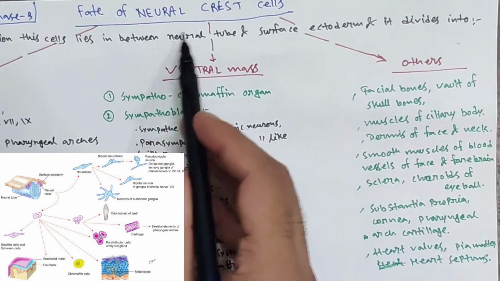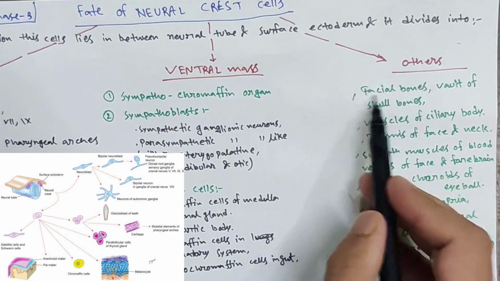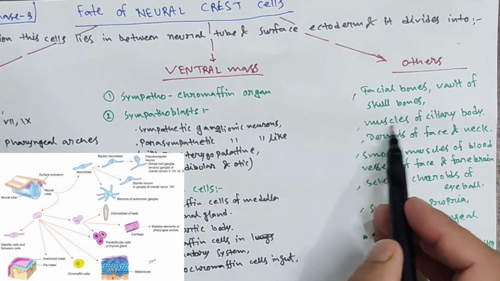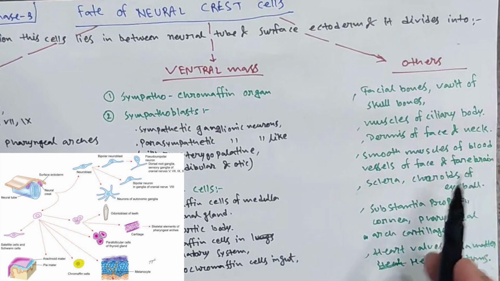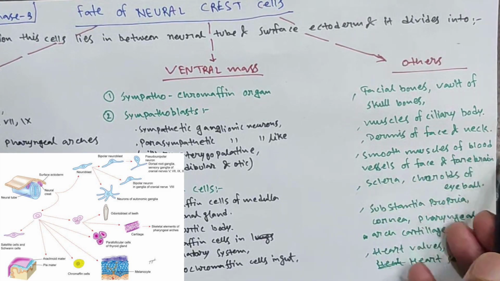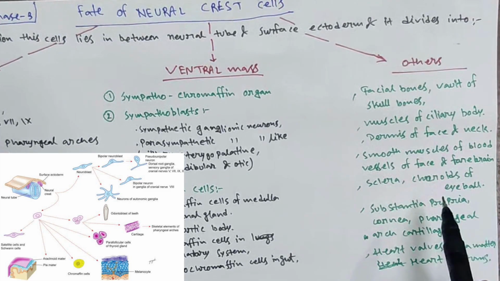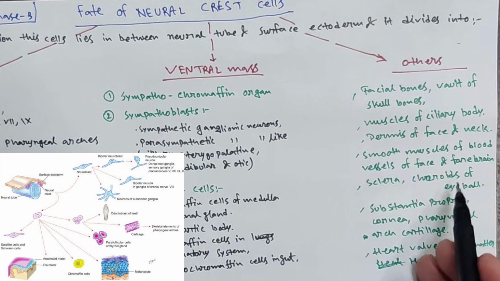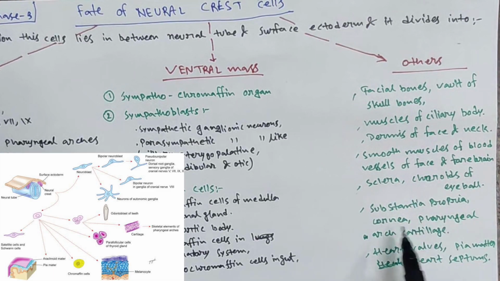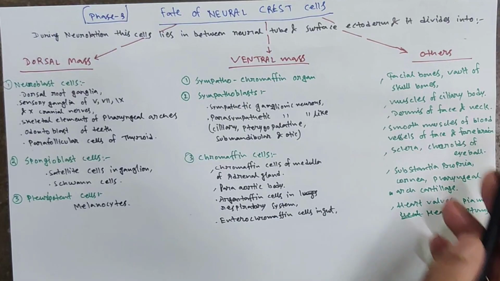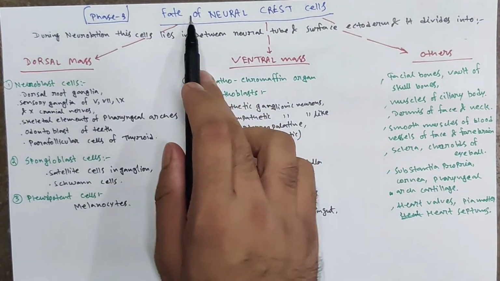Okay, this neural crest cell forms facial bone, vault of the skull bones, muscles of the ciliary body, dermis of the face and neck, then smooth muscle of the blood vessels of face, forebrain, then sclera and choroid of the eyeball, substantia propria, cornea, pharyngeal arch cartilages, heart valves, myometer, heart septums. All these things form from these neural crest cells.